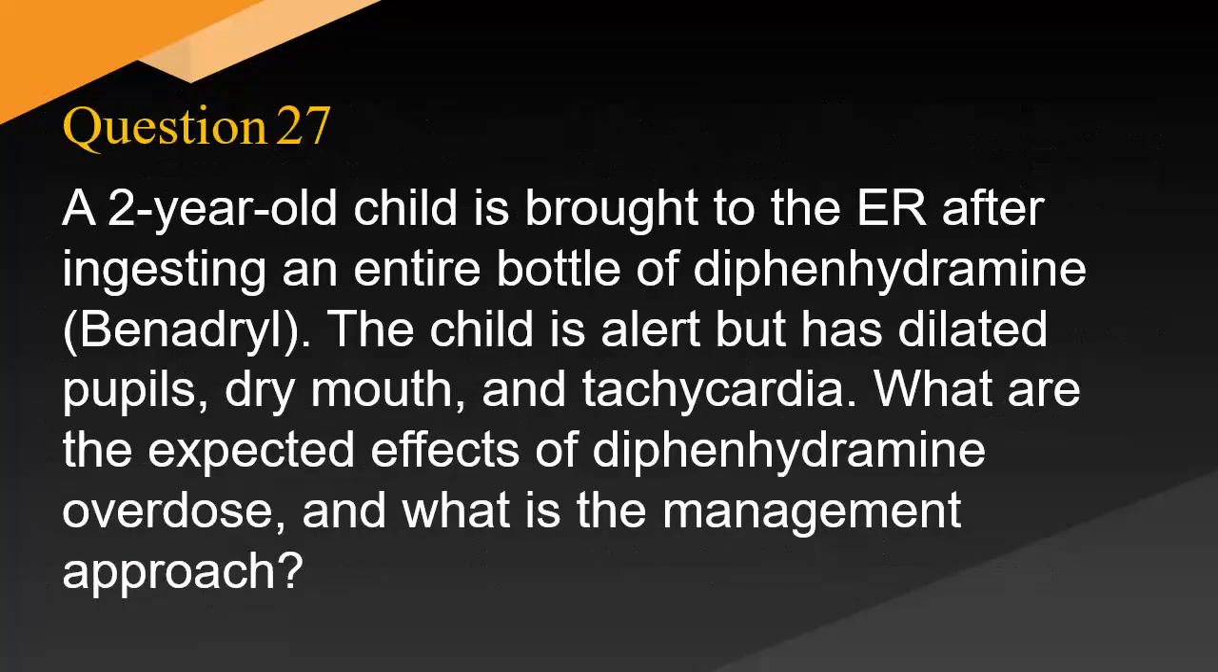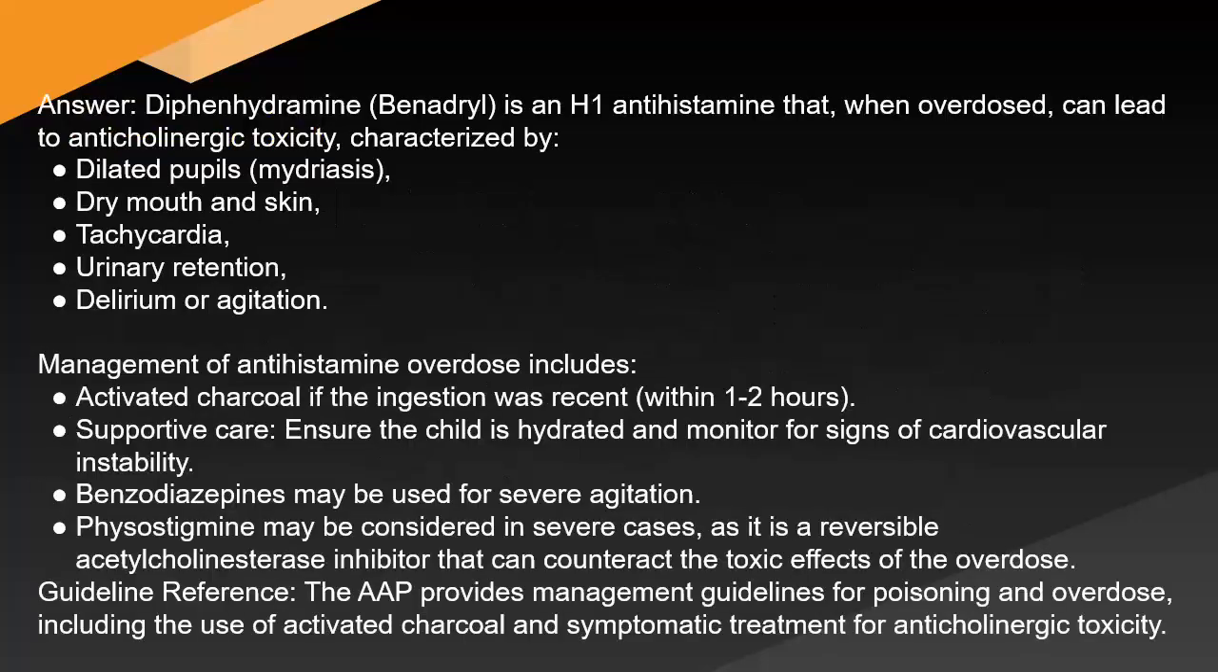A 2-year-old child is brought to the ER after ingesting an entire bottle of diphenhydramine, Benadryl. The child is alert but has dilated pupils, dry mouth, and tachycardia. What are the expected effects of diphenhydramine overdose, and what is the management approach? Answer: Diphenhydramine, Benadryl, is an H1 antihistamine that, when overdosed, can lead to anticholinergic toxicity characterized by dilated pupils, mydriasis, dry mouth and skin, tachycardia, urinary retention, delirium, or agitation.